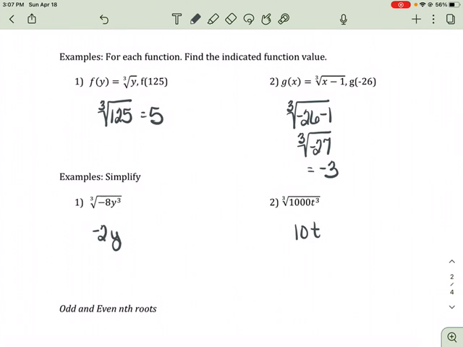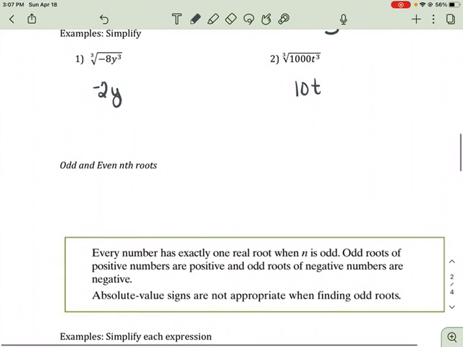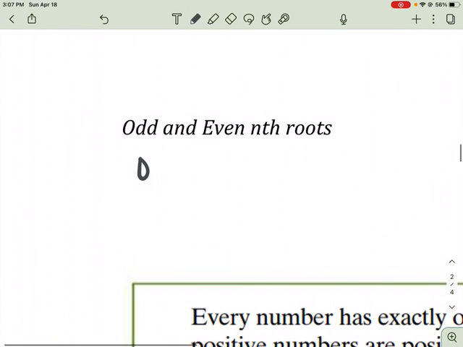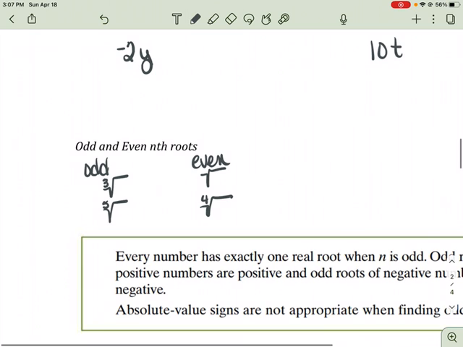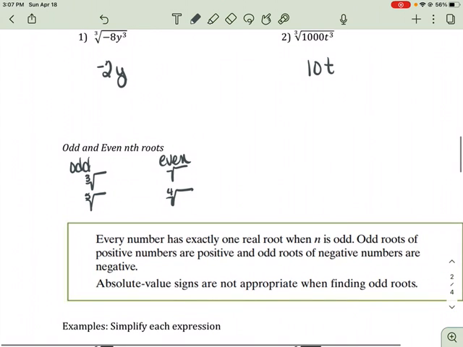Okay, all right. Now, let's talk about the difference between having an odd root and an even root. So remember, odd roots would be like cube roots, fifth roots. Even would be square roots and fourth roots, things like that. So we're going to focus on odds first.